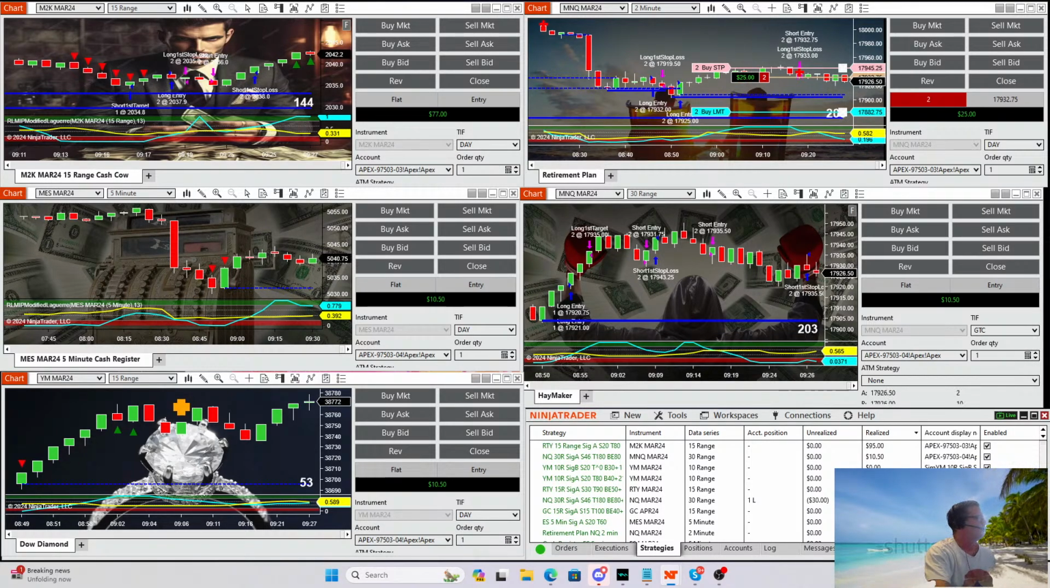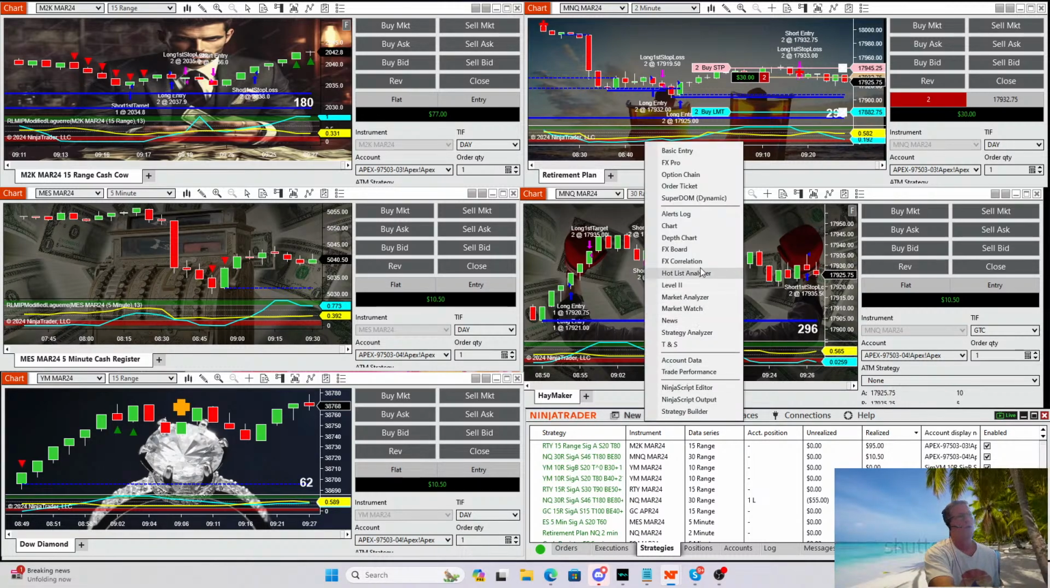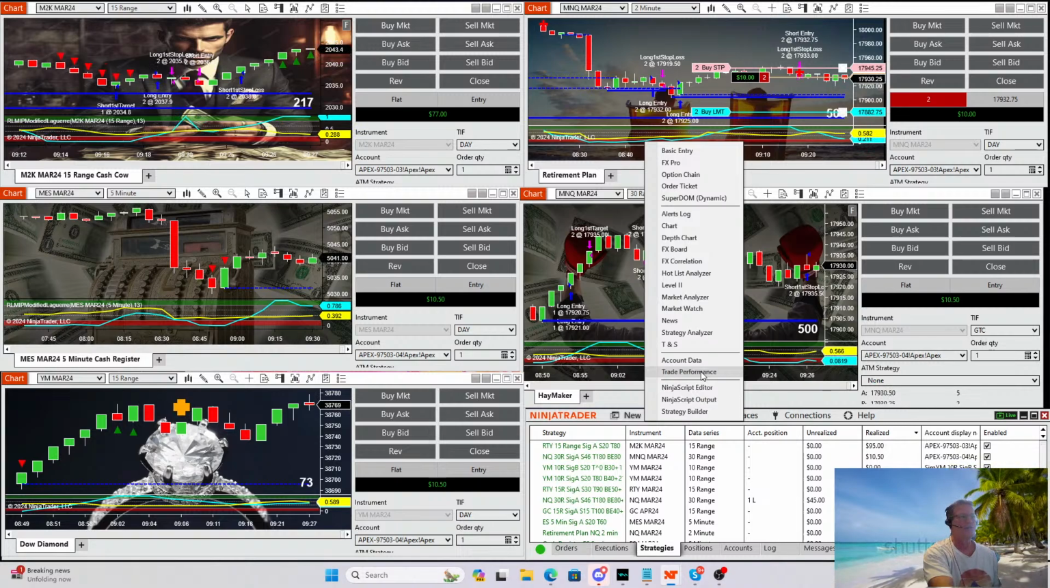How do I pull it up? How do you pull it up? Oh, you go to your control center, under your control center new, and then trade performance. And that's why it's so important to have a separate account for each one of these strategies.